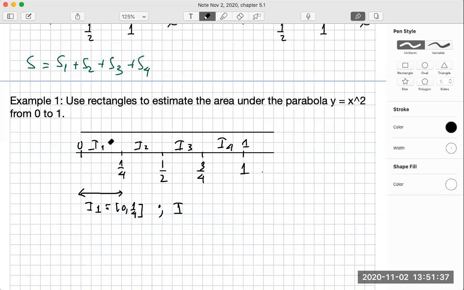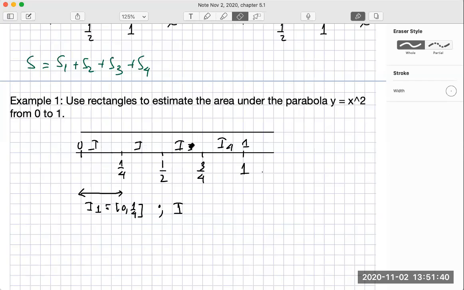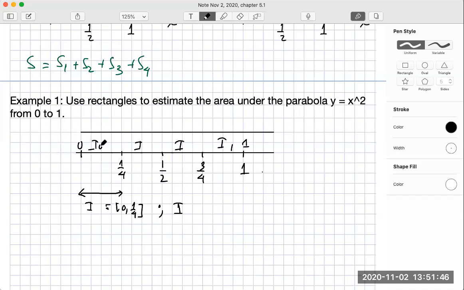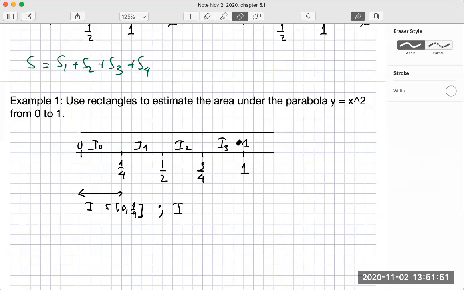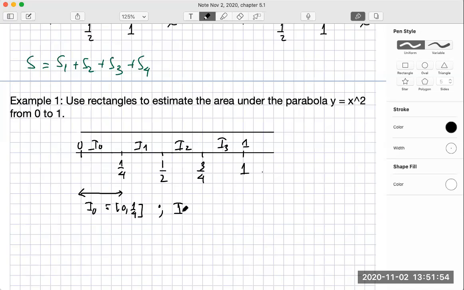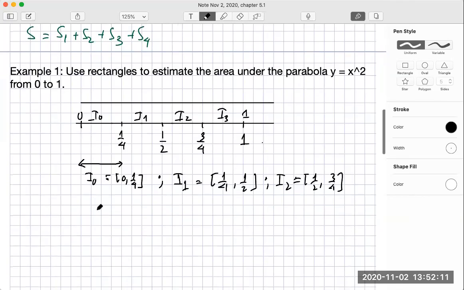Or let us define this. Let us call the first one I0. Just notation. And therefore, I1 is the interval from 1 over 4 to 1 half. I2 is the interval from 1 half to 3 over 4. And the last interval is from 3 over 4 to 1.